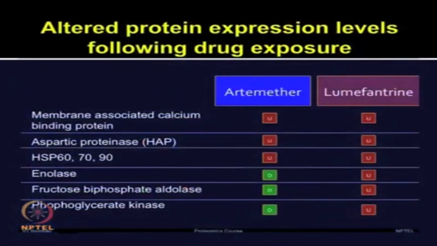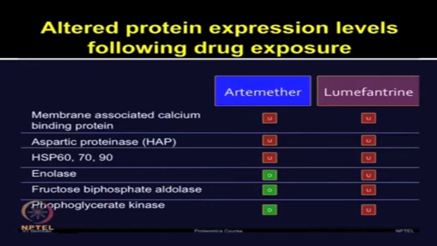Certain proteins were identified; few of those showed a common response due to both drugs. However, there are certain proteins which showed opposite trends due to each of these drugs. Proteins such as membrane associated calcium binding protein were upregulated in both the drugs. Aspartic proteinase was also upregulated in both the cases. Heat shock proteins such as HSP 60, 70 and 90 were upregulated due to both the drug treatments.